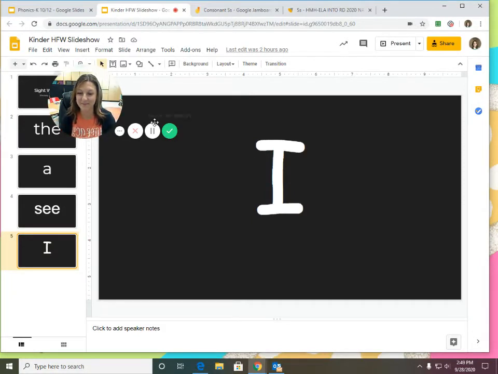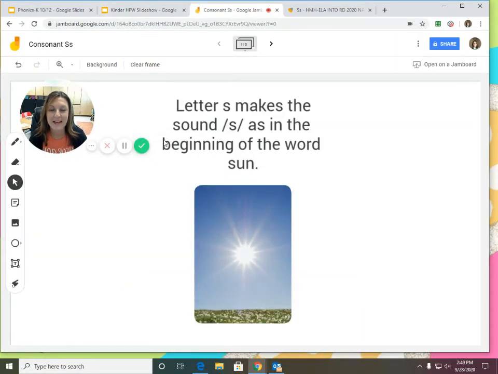Good job. All right, boys and girls, the next part of our lesson, we are going to focus on a consonant, and that consonant is the letter S. The sound that the letter S makes is S. Make that sound with me. Ready? S. Very good. So the letter S makes the sound S, as in the word sun. And you hear the S sound at the very beginning of the word sun. So say that word with me. Ready? Sun. One more time. Sun.